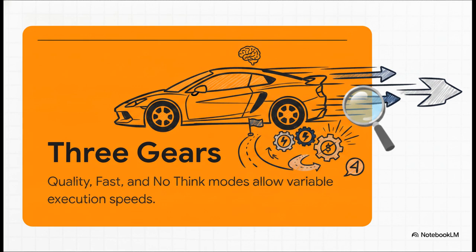You've got quality, which is the full model thinking on a standard lane. You have fast, which serves the exact same thinking model but pushes it through a high-speed pipe.